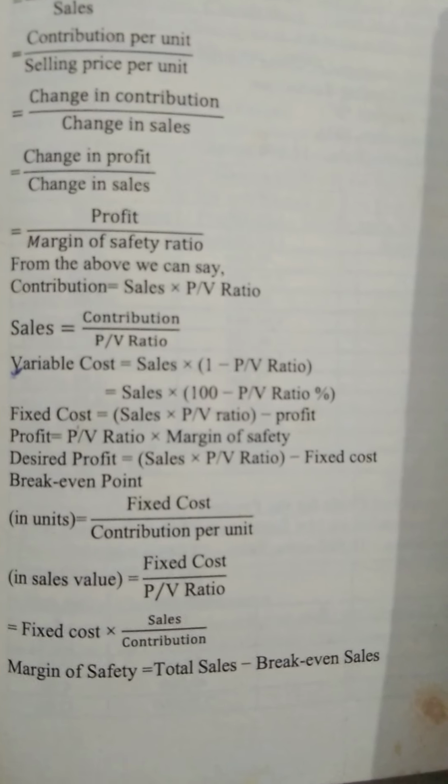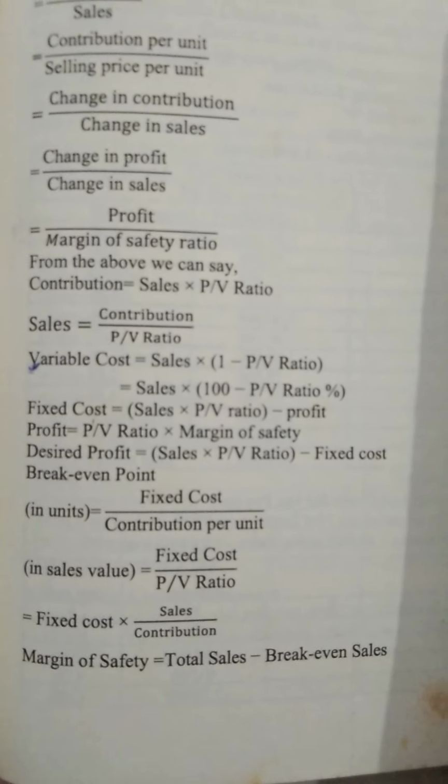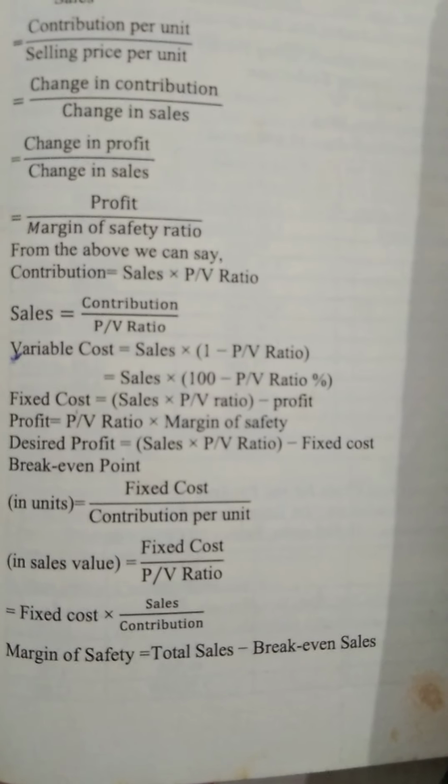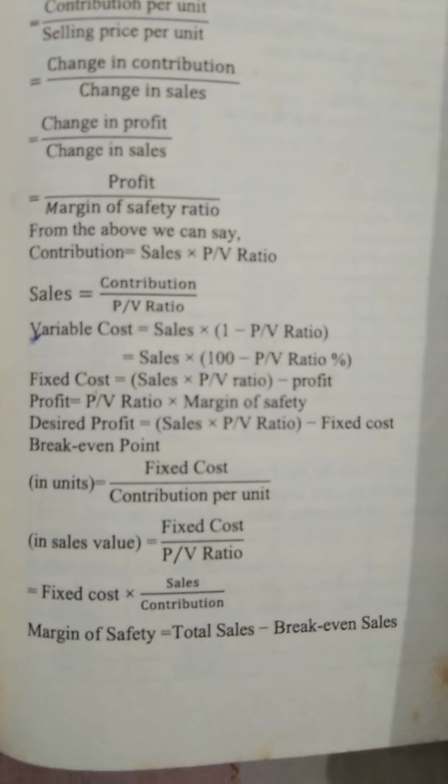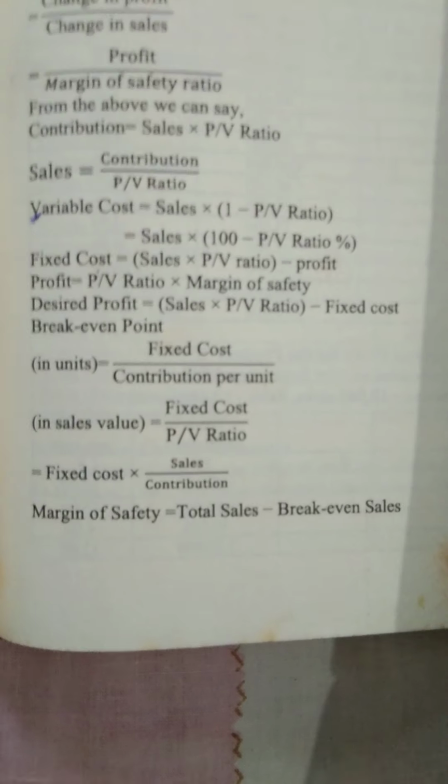Profit equals PV ratio into margin of safety. Desired profit equals sales into PV ratio minus fixed cost. Break even point equals fixed cost by contribution per unit.